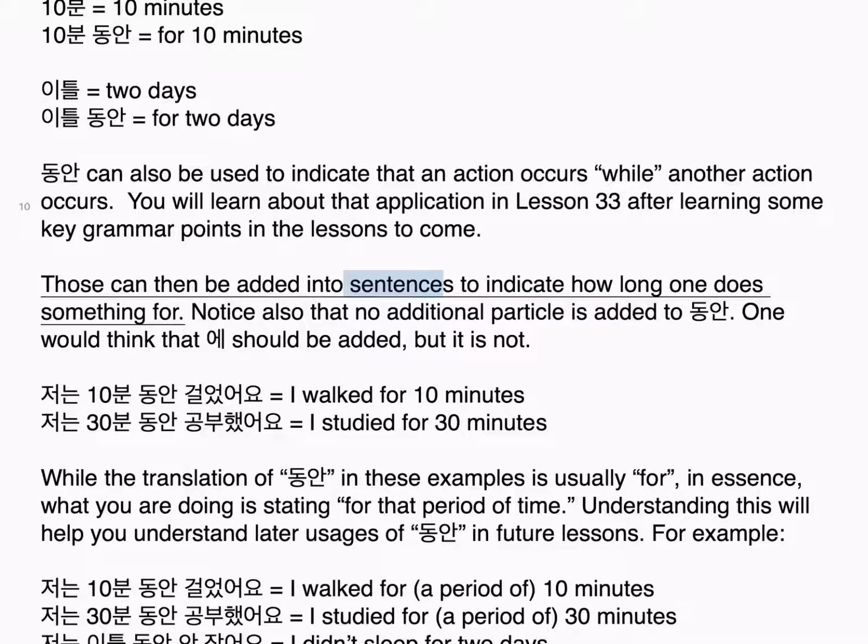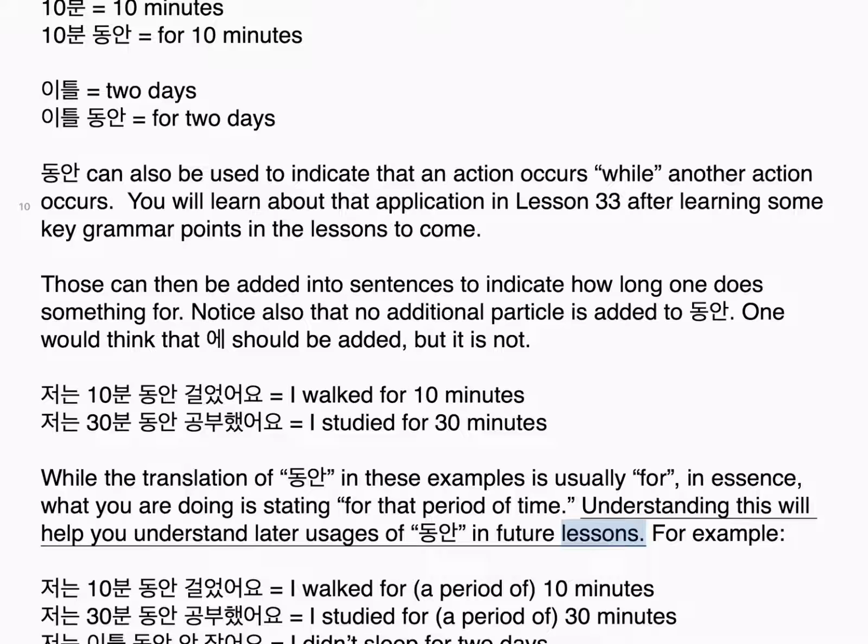Those can then be added into sentences to indicate how long one does something for. Notice also that no additional particle is added to 동안. One would think that 에 should be added, but it is not. 저는 10분 동안 걸었어요. I walked for 10 minutes. 저는 30분 동안 공부했어요. I studied for 30 minutes. While the translation of 동안 in these examples is usually for, in essence, what you are doing is stating for that period of time. Understanding this will help you understand later usages of 동안 in future lessons.